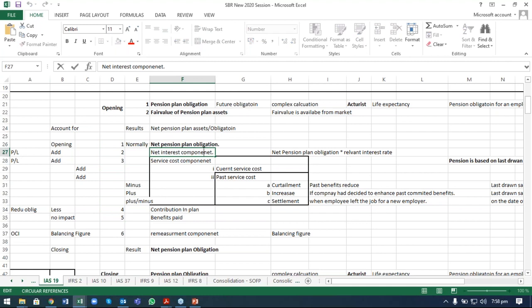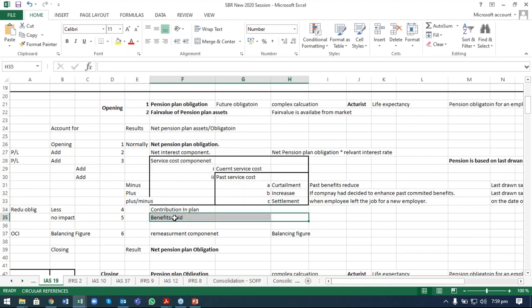This net pension plan obligation always increases with the net interest component, right? And this net interest component is always charged to profit and loss account. But do you think it is something that you have paid for the pension plan? No. Second is the service cost component, which includes both the current service cost component and the past service cost component, which includes curtailment, increase and settlements. And both of these two items are based on accrual basis of accounting, not on a cash basis of accounting. The only thing that you need to make sure is contribution paid within the plan by the company. That's the only cash item you have paid along all of these items.